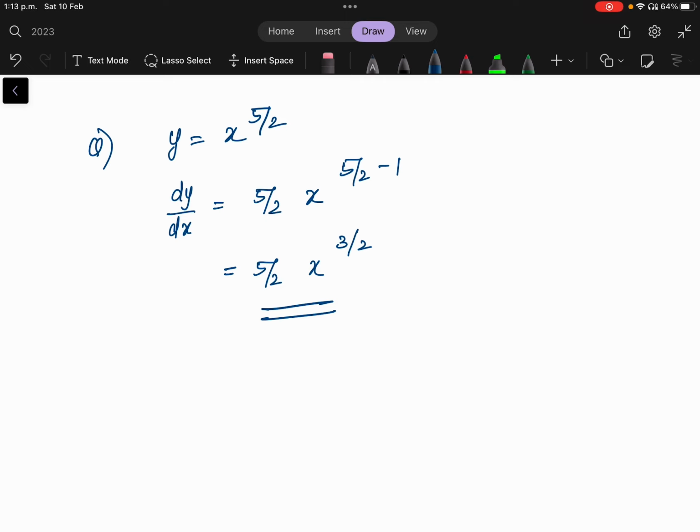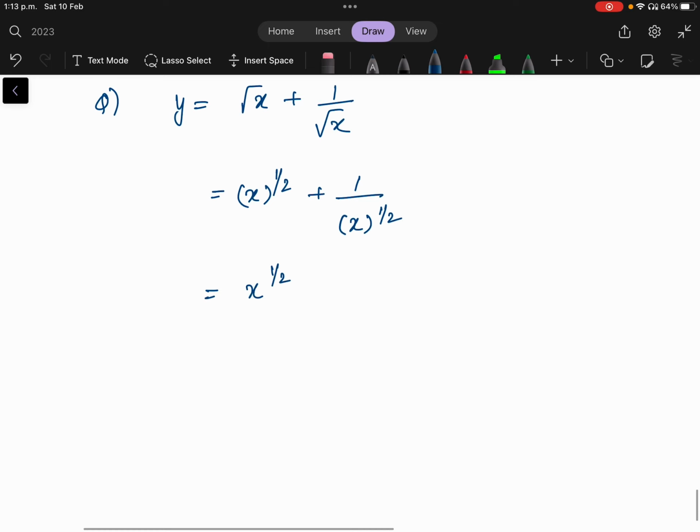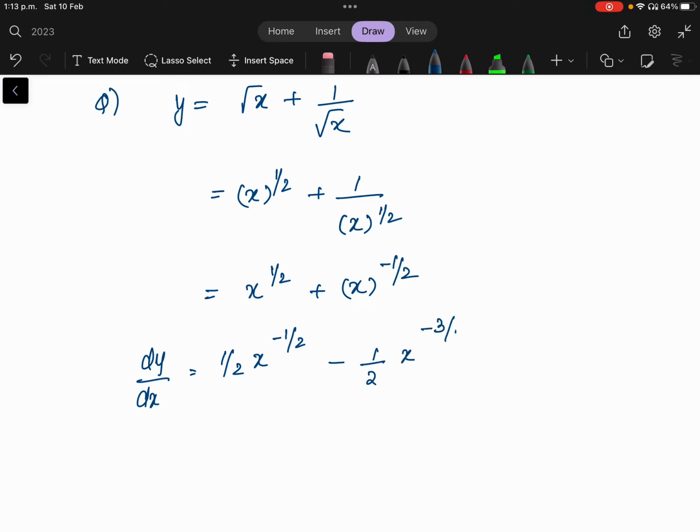Okay. Let me take another question. y is equal to square root of x plus 1 by square root of x. So this can be written as x to the power of 1 over 2 plus 1 by x to the power of 1 over 2, which is equal to x to the power of 1 over 2 plus x to the power of minus 1 over 2. And then dy by dx is equal to 1 over 2 x to the power of minus 1 over 2 minus 1 over 2 x to the power of minus 3 over 2.